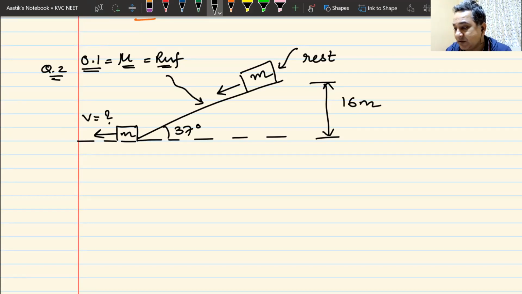I have changed the question a bit. In the previous question, I had mu 0.1. Can you tell me what is the answer now? You have 3 minutes to solve it. If you have any doubts, you can ask.